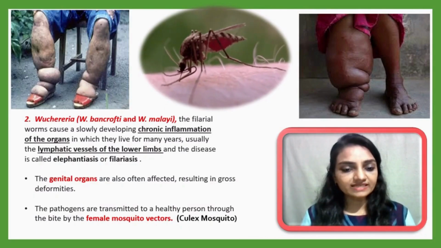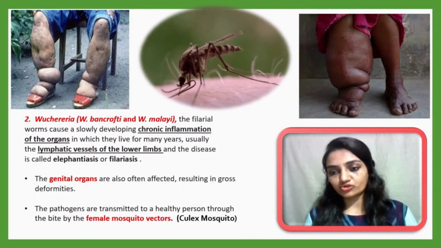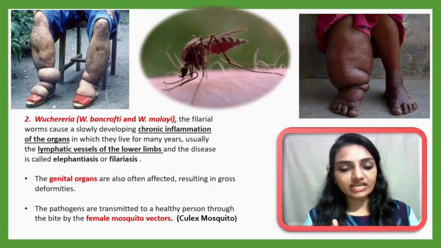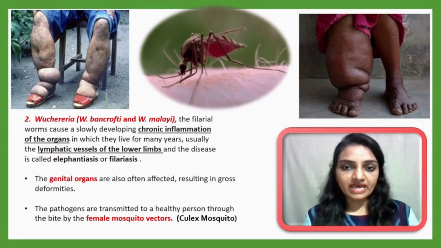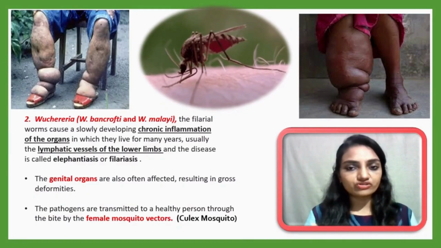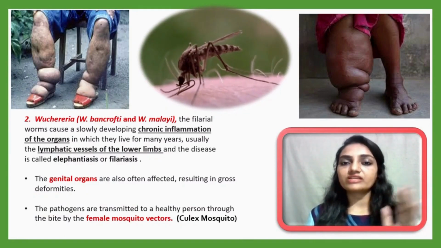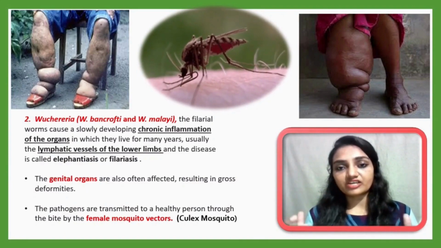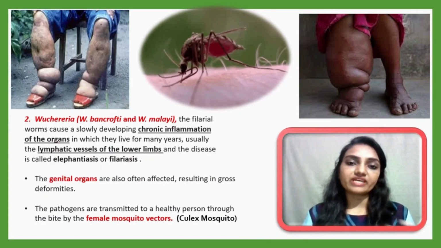The pathogens are transmitted to a healthy person through the bite of a mosquito, and that particular mosquito is the Culex fatigans mosquito. Especially in the Culex fatigans mosquito, it is the female. As I told you earlier during the malaria cycle, only the female is responsible for such kind of disease spreading, because the female needs human blood for the development of her eggs.